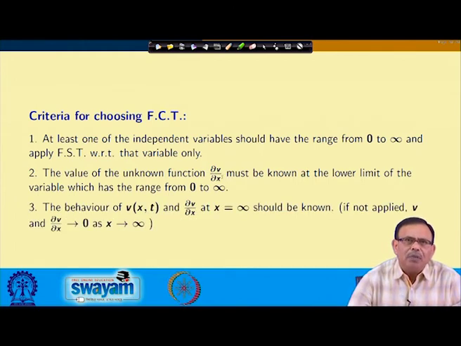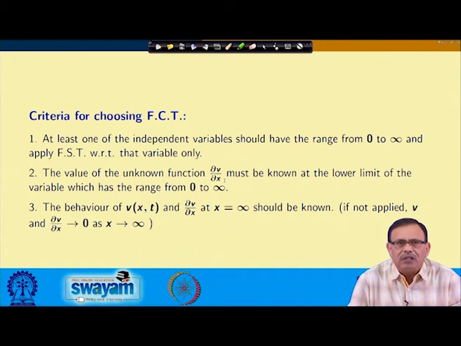And number 3 is, the behavior of v(x,t) and del v del x at x equals infinity should be known, and if not given, then basically v and del v del x approach 0 as x approaches infinity, what we have shown over there. So, these are the conditions or criteria for choosing the appropriate transform.